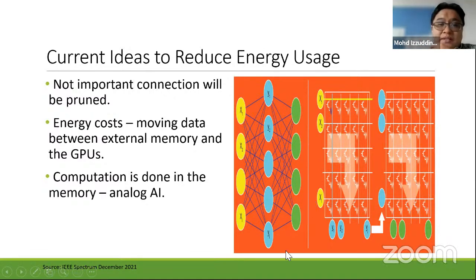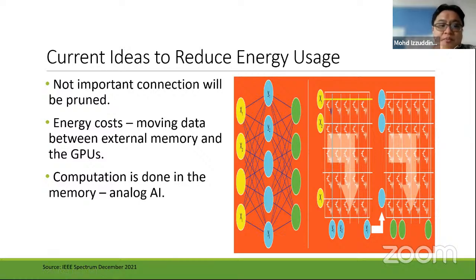Okay, so basically, how can we reduce? The most simplistic approach is just to prune all those unimportant connections that you will calculate for the gradient.